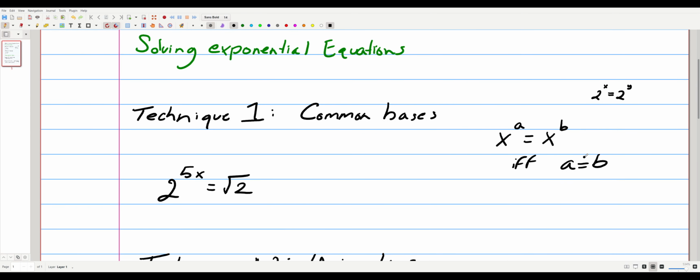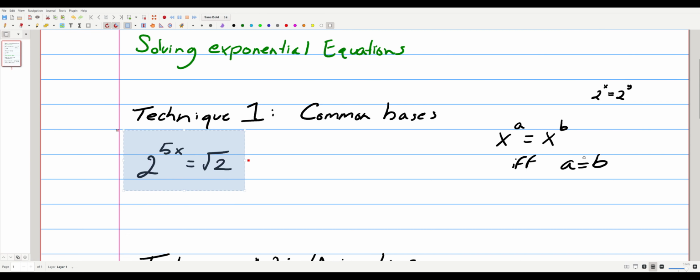So here we have 2 to the 5x is equal to the square root of 2. And so it's going to take a little bit of ingenuity on our part here to be able to write both of these sides so that they have the same base. And this is going to really come down to how comfortable you are with your algebraic techniques that we've used up to this point in the semester.